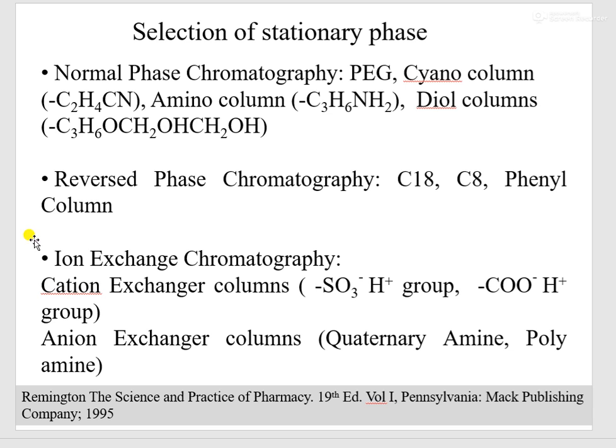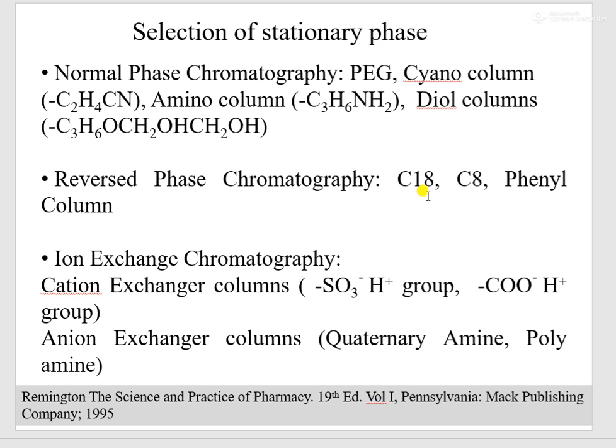Now selection of stationary phase. For normal phase chromatography, you have to go for a polar stationary phase because it is normal phase chromatography. Cyano columns, amino columns, diol columns are used. While in case of reverse phase chromatography, the stationary phase will be relatively non-polar in nature. So C18, C8 columns, phenyl columns are used.